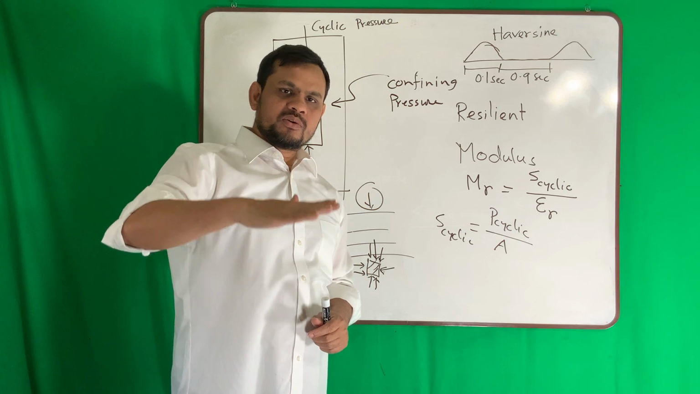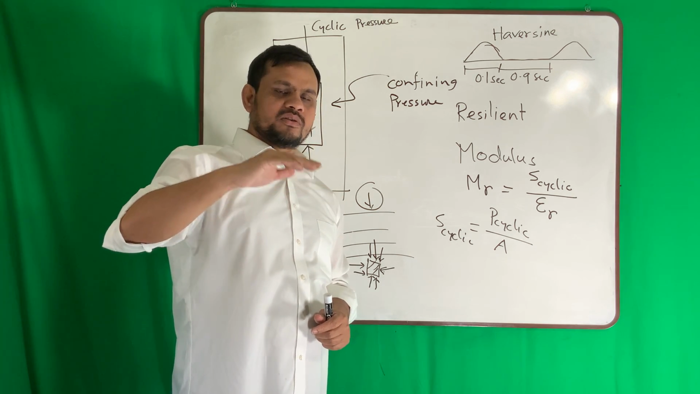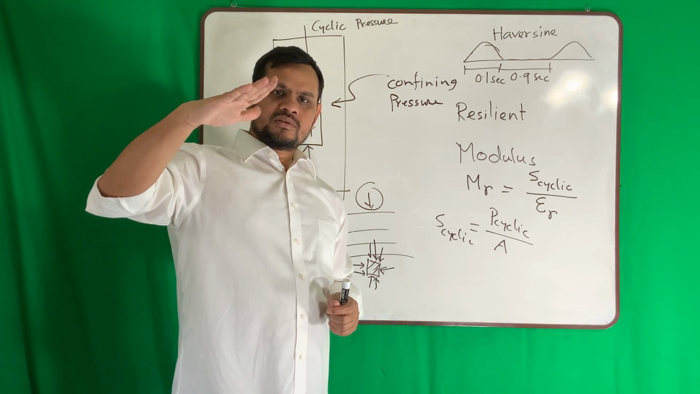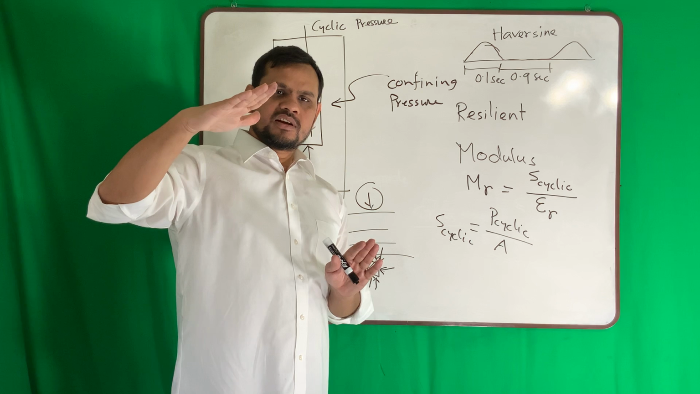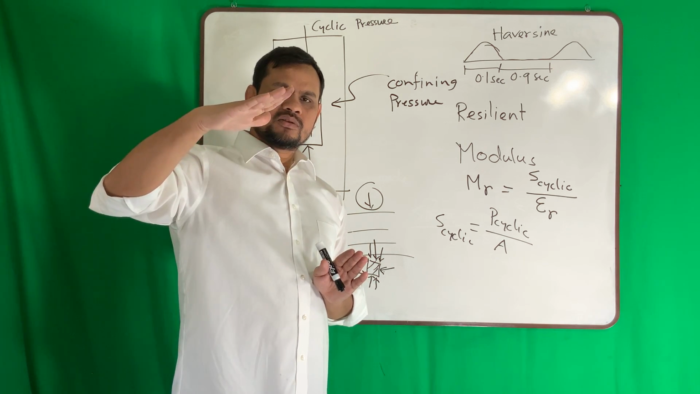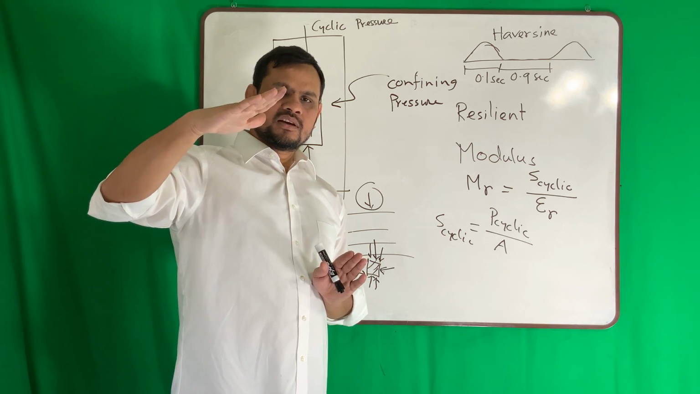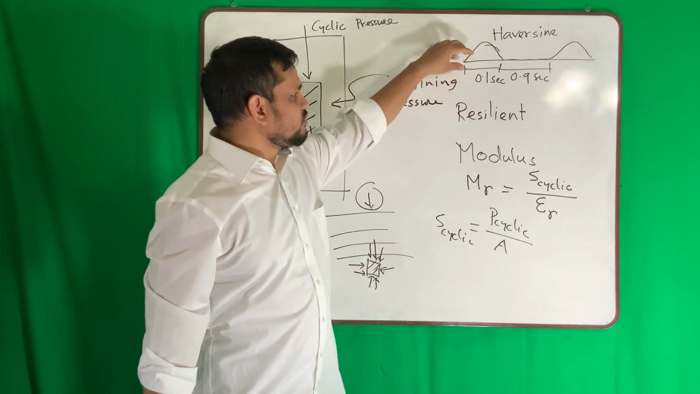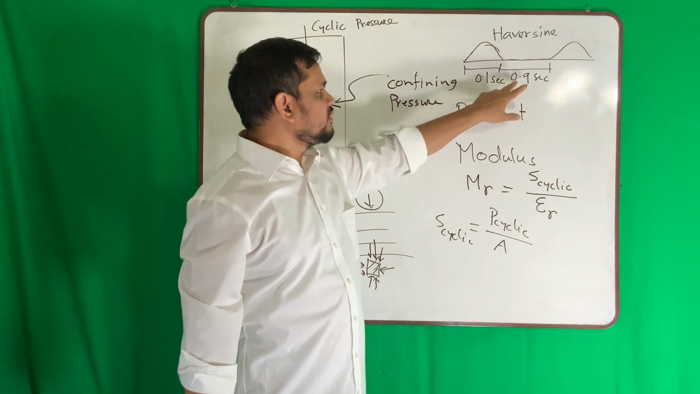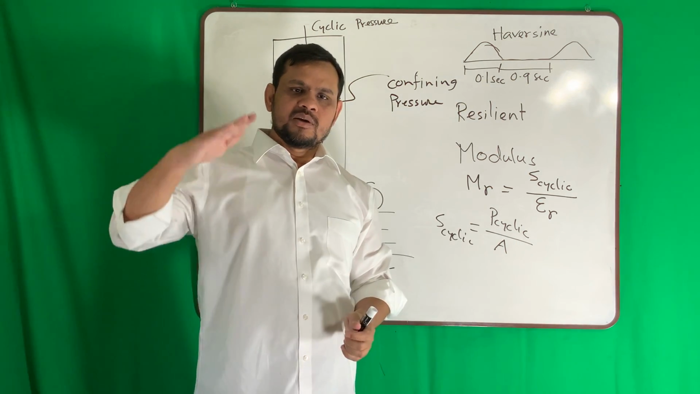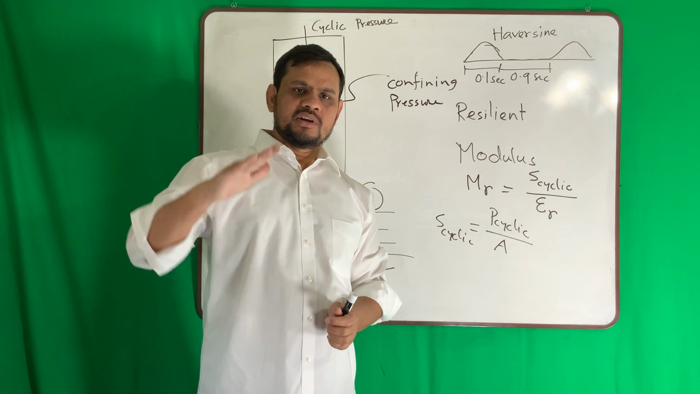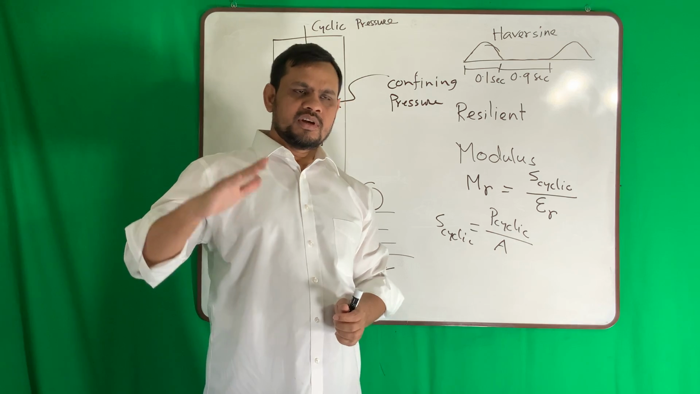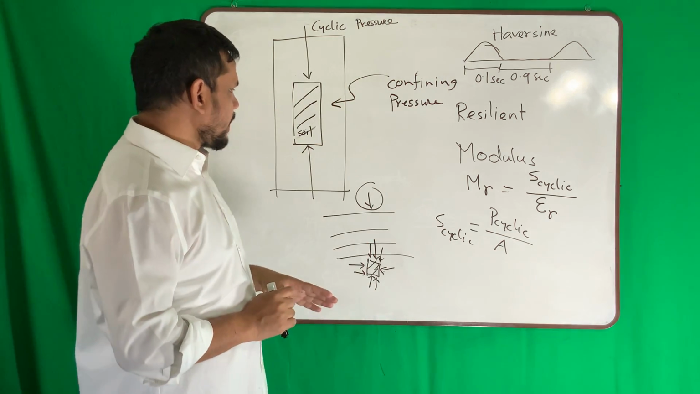Load applied, goes, but there's a gap. Load applied, goes, wait for 0.9 second, load applied, goes, wait for 0.9 second. So we apply load in 0.1 second and wait 0.9 second. We apply very quickly, then stop, very quickly, then stop. So this way we apply this load.